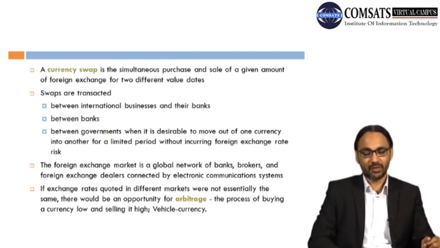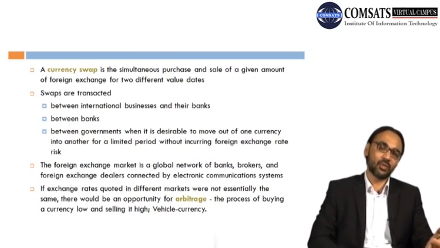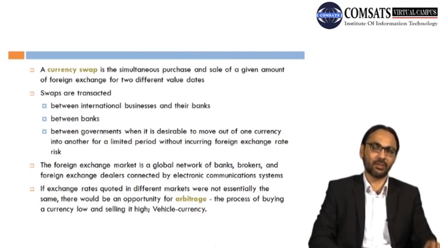The foreign exchange market is a global network of banks, brokers, and foreign exchange dealers connected by electronic communication systems. If exchange rates quoted in different markets are not essentially the same, there would be an opportunity for arbitrage. The process of buying a currency low and selling it high is called arbitrage. The important thing is that in arbitrage, these investors are always looking for such differences, and when they see that quotations across countries are not in line, they immediately start buying the cheaper currency in one market and selling that currency in another market.